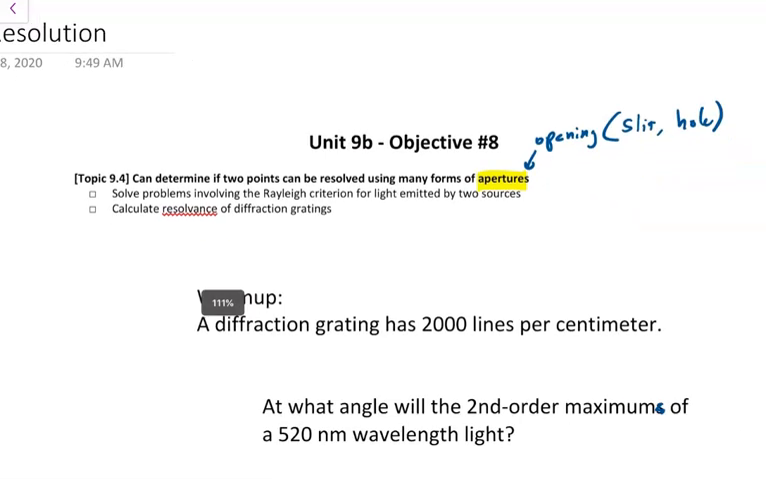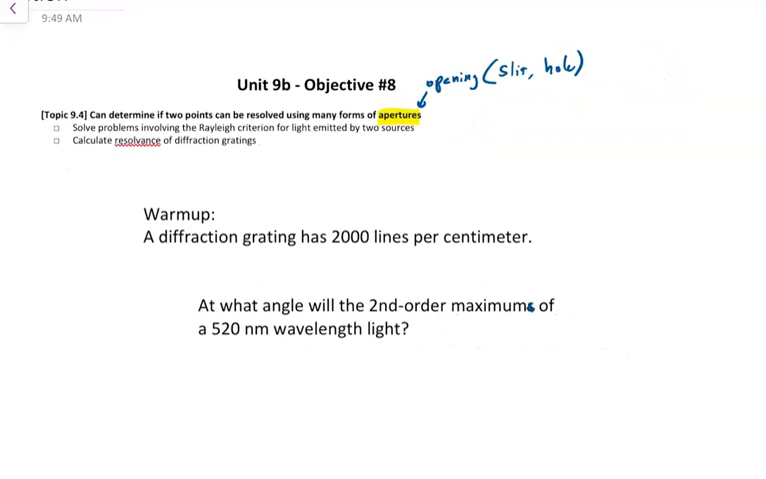But first, let's start with the warm-up, in which we remind ourselves of diffraction grating. We have a diffraction grating that's 2,000 lines per centimeter. And the question is, at what angle will the second order maximum of a 520 nanometer wavelength light be? So we have a second order, and we have 520 nanometers. We've also got a diffraction grating that's 2,000 lines per centimeter.